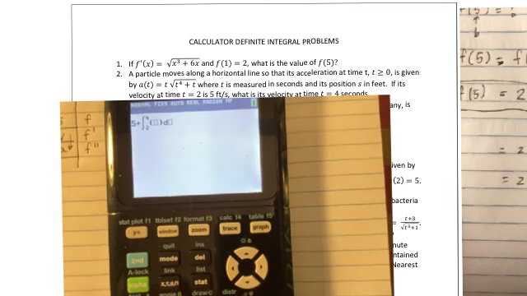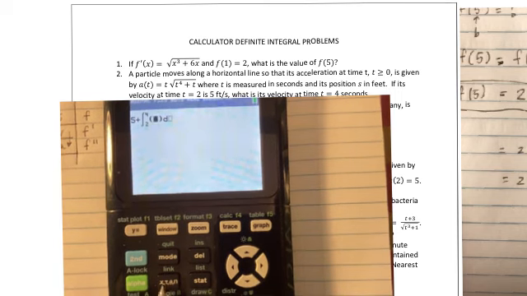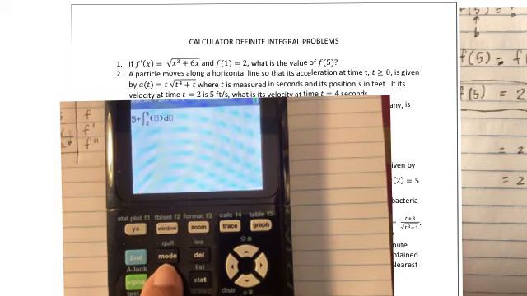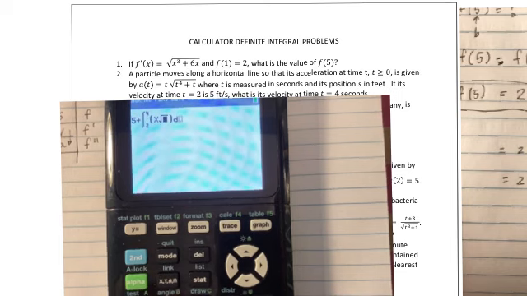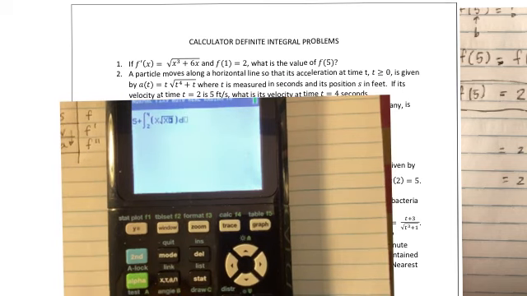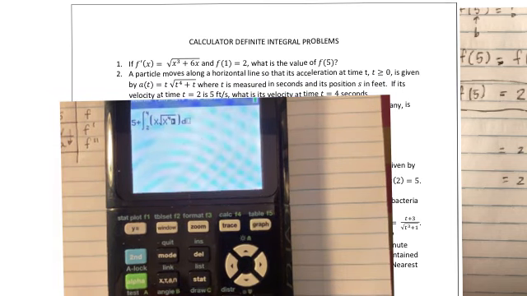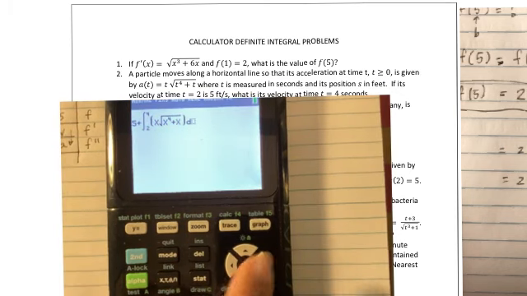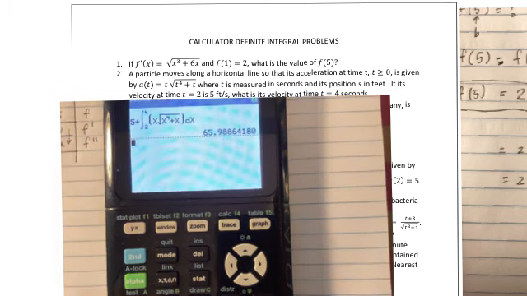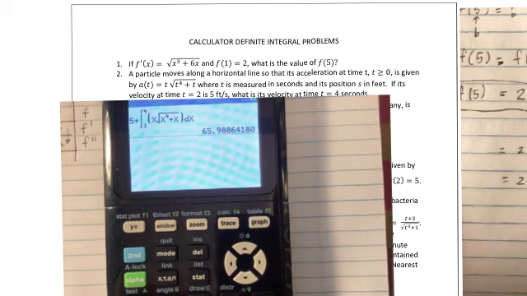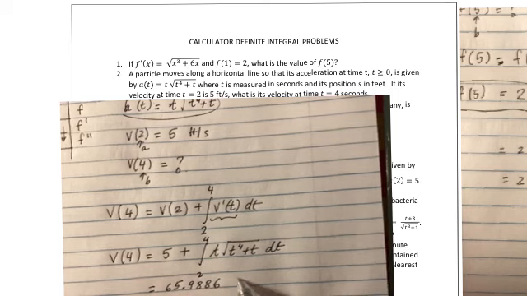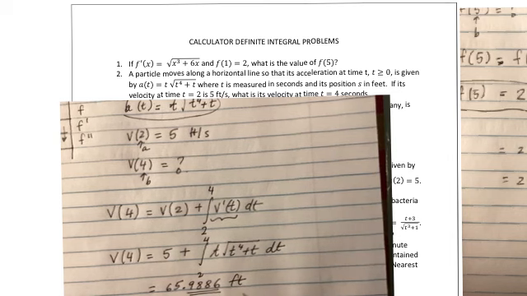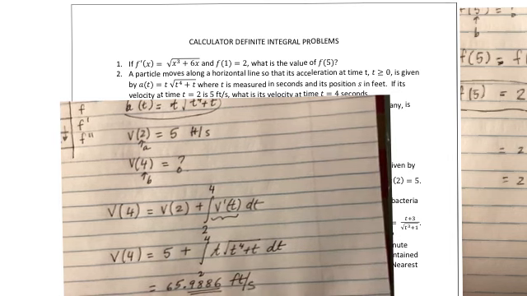4, and then put in the function here, always using this X for all the variables, no matter what they're called on paper. They are going to be called x in the calculator. So x times x to the 4th plus x, okay, and then dx, the variable of integration, hit enter, and ta-da, we have an answer, 65.9886. And that's the correct answer for the velocity at time 4. Always want to keep everything to 4 decimal places, and that is in feet per second.